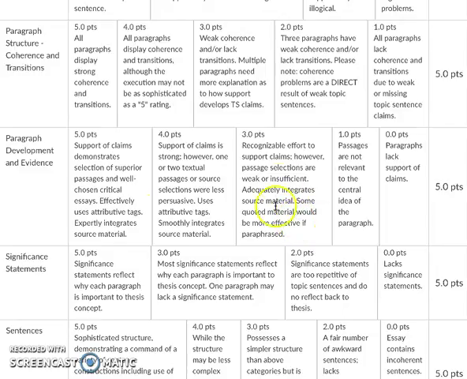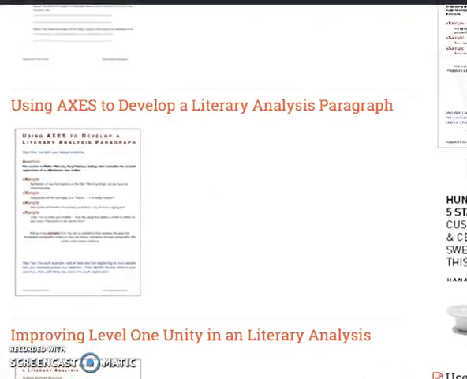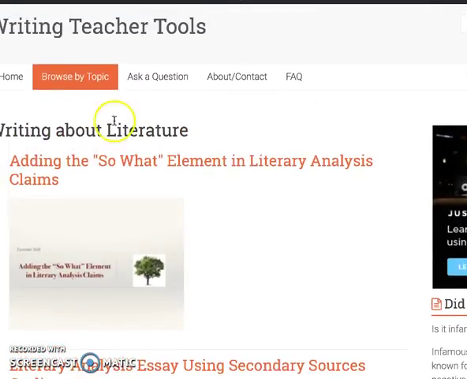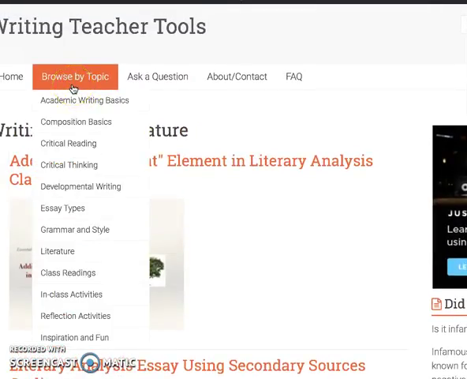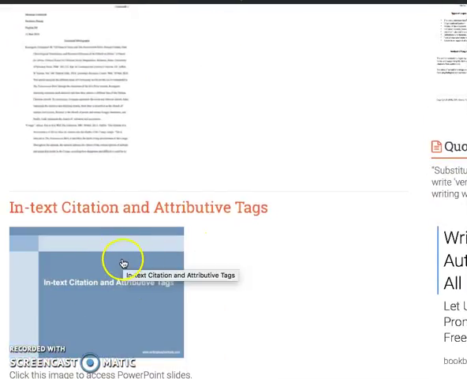So if you're in this 3 range here, you're probably not using attributive tags. And if you need to refresh your memory on what those are, you can go back into that assignment, or you could go to Writing Teacher Tools, go to Browse by Topic, Academic Writing Basics, and just scroll down until you see that big blue PowerPoint. And in here is where I describe attributive tags and how you should be using those to help develop more credibility for yourself.